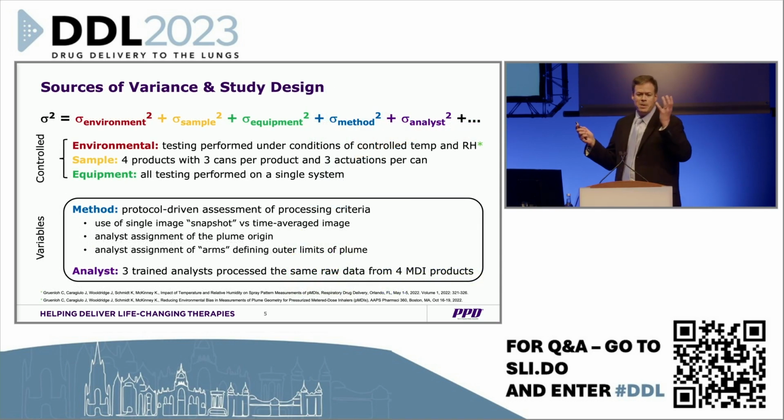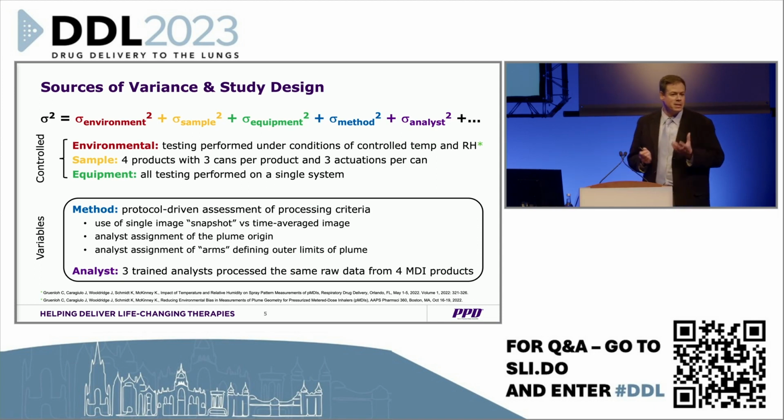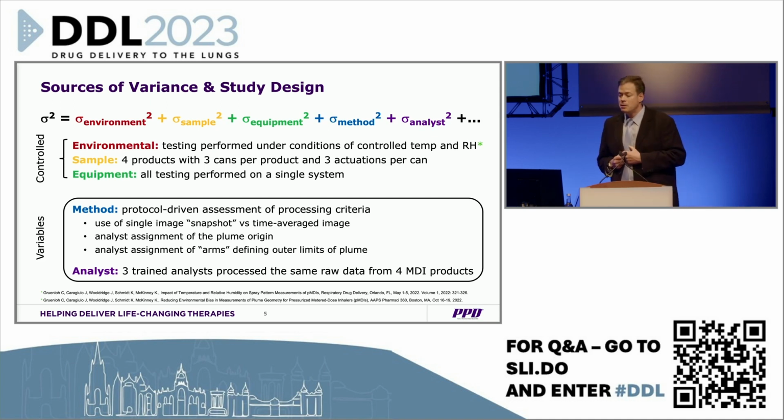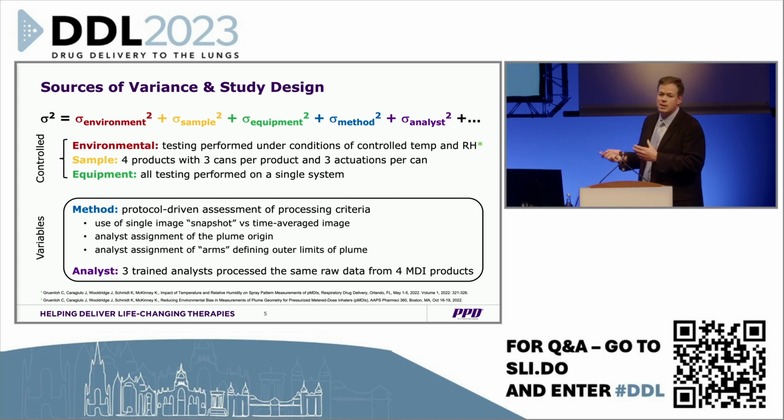Okay, so my team at PPD, which consists of about 220 analysts spread across our Middleton, Wisconsin, as well as our Athlone, Ireland site, have been interested in sources of variability over the last couple of years. We've been investigating this technique, spray pattern, and some others. If we look at various sources of variability within this particular experiment, we've controlled some and we varied others.